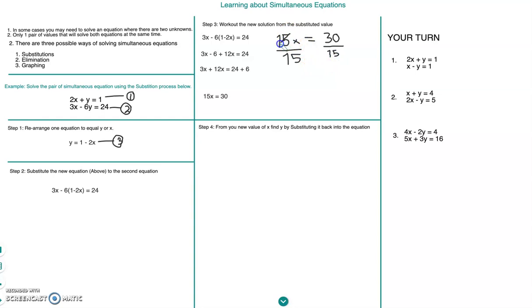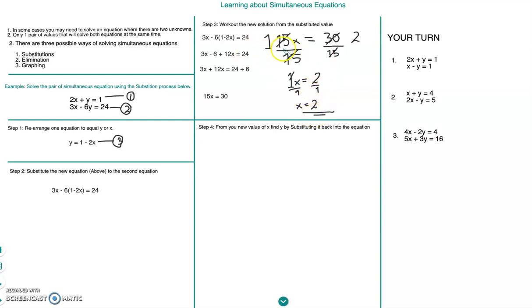Now we know that 15 divided by 15 is equal to 1, and 30 divided by 15 is equal to 2, because 15 multiplied by 2 is equal to 30. Okay, so now what we have is 1x is equal to 2. If we divide this by 1 and divide this by 1, 1 divided by 1 is essentially 1, but we can say that x is equal to 2. Okay, because 2 divided by 1 is 2.